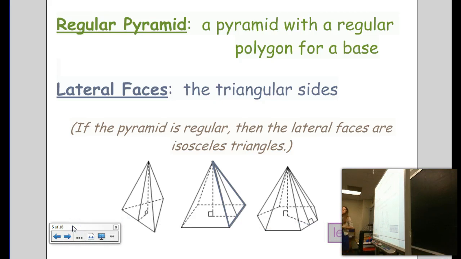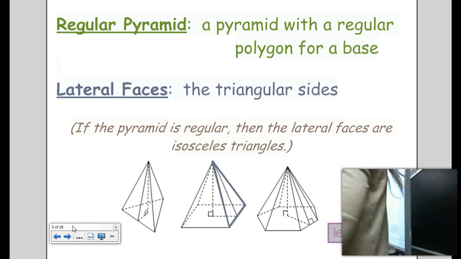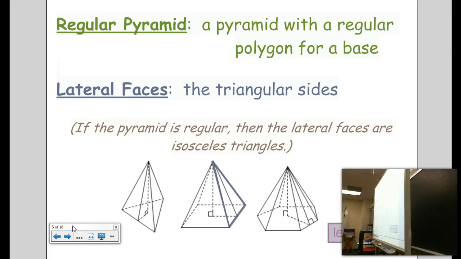So, a pyramid with a regular polygon for a base. The lateral faces are the triangular sides. You don't have to memorize any of this, and this just kind of sounds like jargon. But the only thing I care about is that you know the difference between a prism and a pyramid. Prism. Its lateral faces are, what's this shape? Don't say square. Rectangles. A square is just a special rectangle, so I know they're squares, but most of the time they're rectangles. In a pyramid, there's a big difference.